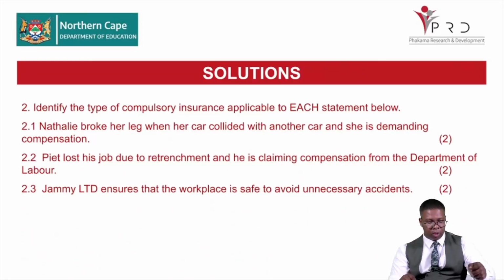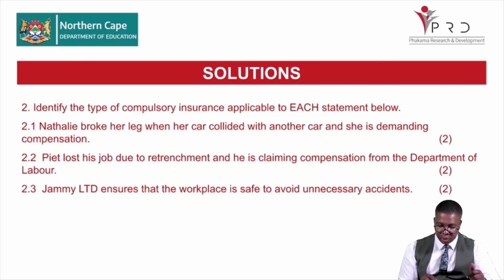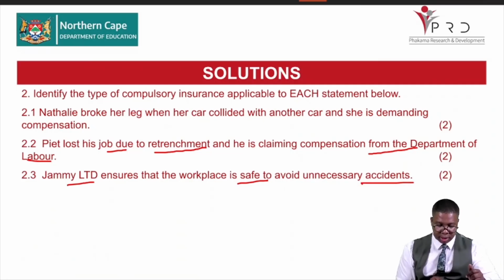Then we also have another type of questions whereby you're identifying from the statements. It says identify the type of compulsory insurance applicable in each statement below. 2.1, Natalie broke her leg when her car collided with another car and she is demanding compensation for 2 months. And then another one is Pete lost his job due to retrenchment and is claiming compensation from the Department of Labor. And then Jamie Ltd ensures that the workplace is safe to avoid unnecessary accidents. Identify the compulsory insurance that is applicable there.